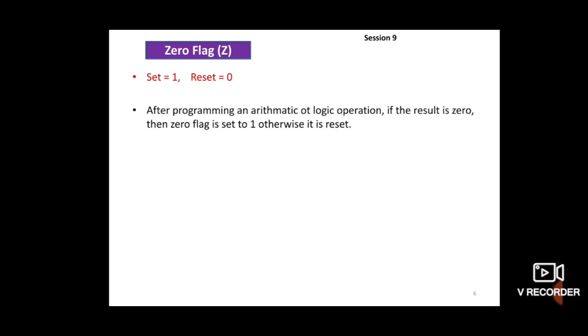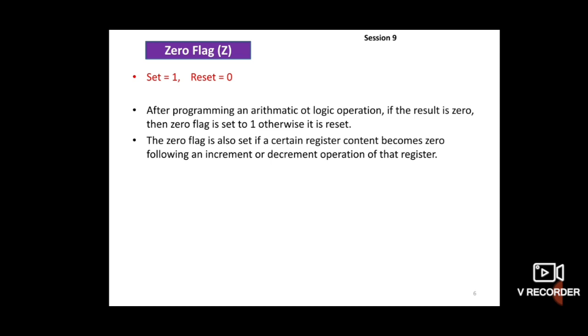Now see, the next is the zero flag. Listen carefully. When is the zero flag set or reset? Set means 1, reset is 0. After an arithmetic and logical operation, if the result is 0, then the zero flag is set to 1. Otherwise it is reset. Means after performing the ALU operation, if the total result becomes 0, then the zero flag is set, that is bit 1. Otherwise it is reset.